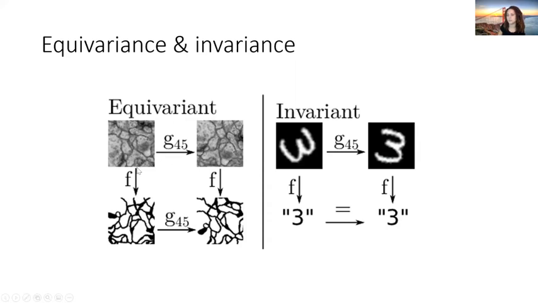Equivariance means that if I have my input and I apply some transformation, for example, I rotate by 45 degrees, then if I apply the function before the rotation or after the rotation, F and G commute. I can do either G first or F first, and I'll get the same result. But invariance is different. Invariance means that it doesn't matter at all. If I rotate the number 3 by 45 degrees, I still get the number 3. So equivariance means that the output changes according to the change that I made in the input, and invariance means that there's no change at all. Our network is equivariant, and soon we'll see why.